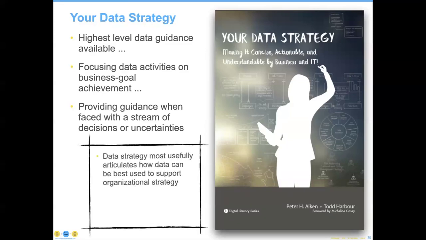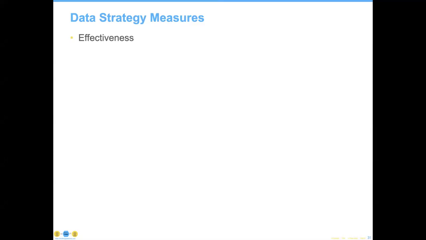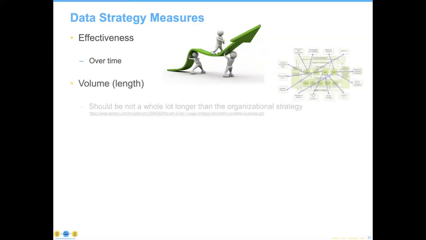So the data strategy most usefully articulates how data can be best used to support the organizational strategy, and it's got to involve a balance of remediation and proactive activities. No organization I've been in over the last 35 years has zero amount of data debt. Some have more or less that is clogging their data pipelines with bad data debt scenarios. Data strategy measures over time, we should be able to see some effectiveness, that people are seeing some good effects from it, and that the volume should be not a whole lot longer than the organizational strategy.